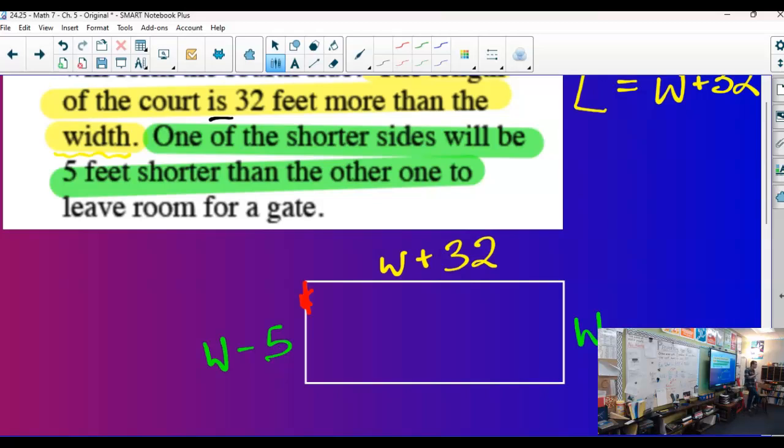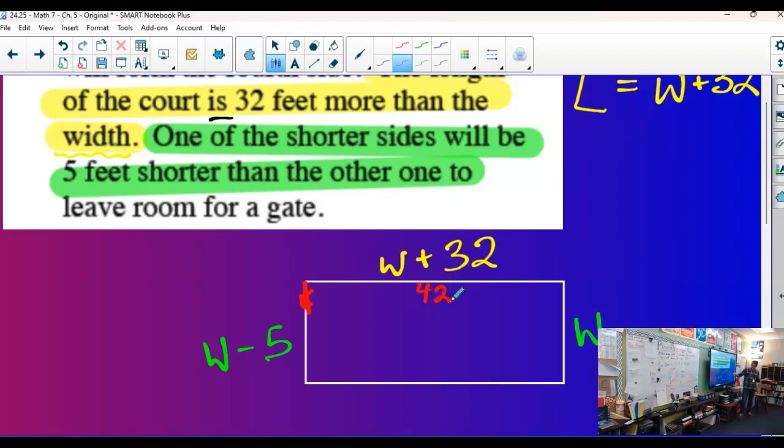I want to play with some options. Do we know how long the width is? No. Do we know how long the length is? Aside from it's 32 more, right? What if we try 10 feet for the width? I'm going to use red up here. This is not permanent, right? We're just testing stuff. What if I try 10?